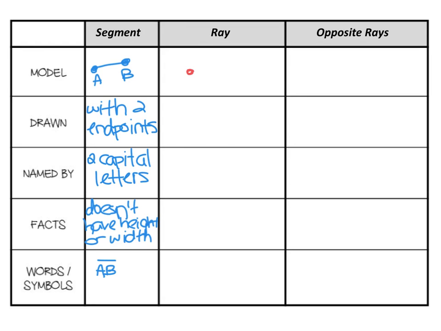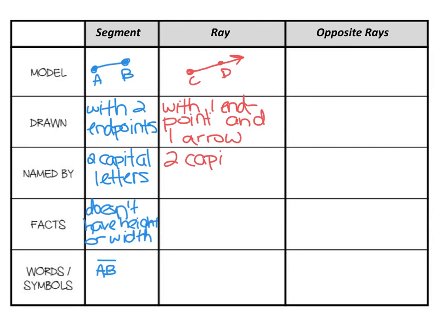A ray is modeled like this. It's drawn with 1 endpoint and 1 arrow. It's named again by 2 capital letters. It can also be named just like a line is. We can call it Ray L or Ray R or whatever you'd like to, but by 2 capital letters generally.